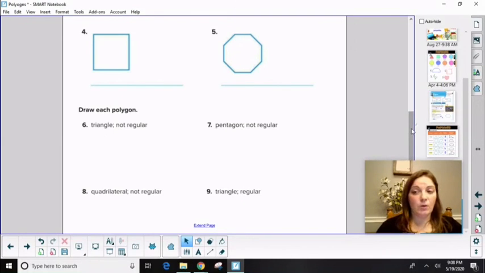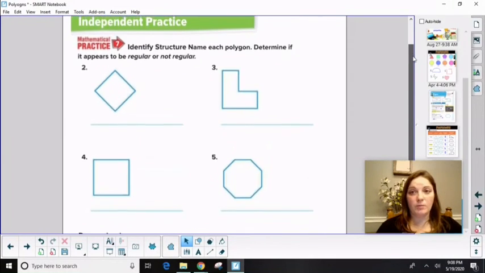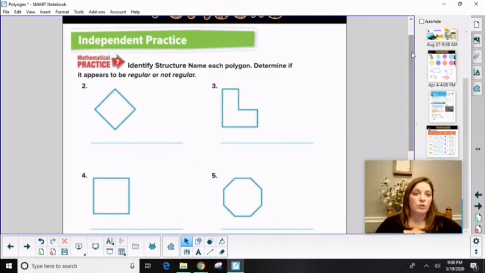All right, so if you have any questions or if you would like your teacher to check these problems, message your teacher. You can always take a picture of your work and attach it. That is easy for your teacher to quickly take a look at.